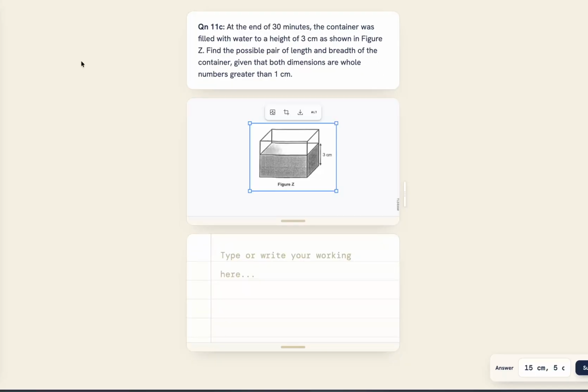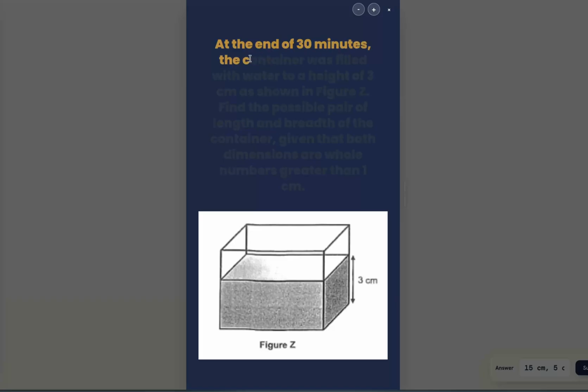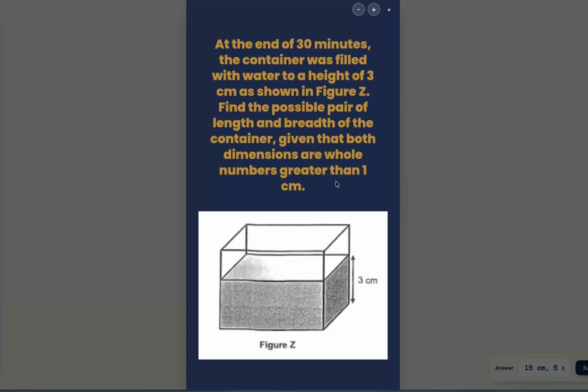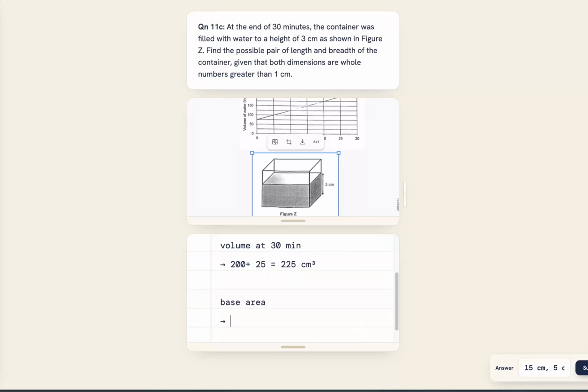So question 11, part C. At the end of 30 minutes, the container was filled with water to a height of 3 centimeters as shown in figure Z. Find the possible pair of length and breadth of the container given that both dimensions are whole numbers greater than 1 centimeter. So we know base area is equal to volume divided by height. The volume that we know is 225, and then we divide it by 3. This will give us 75 centimeters square.